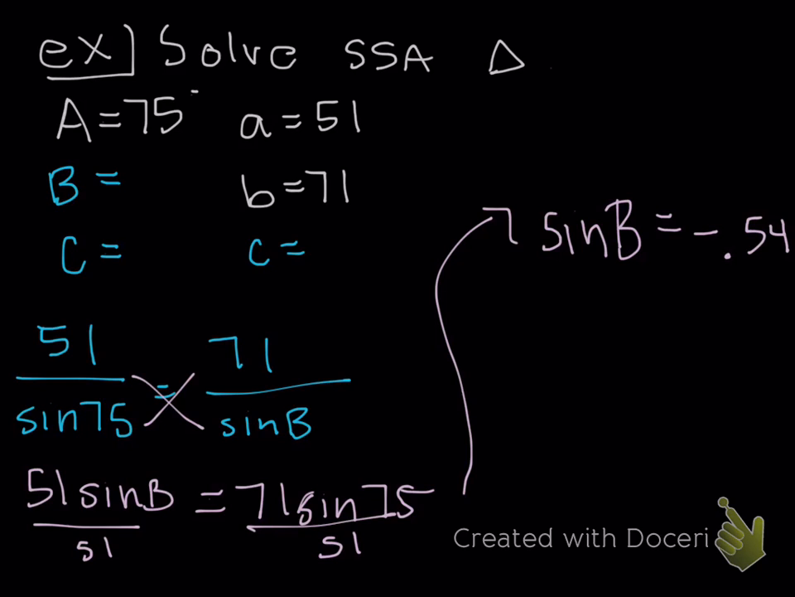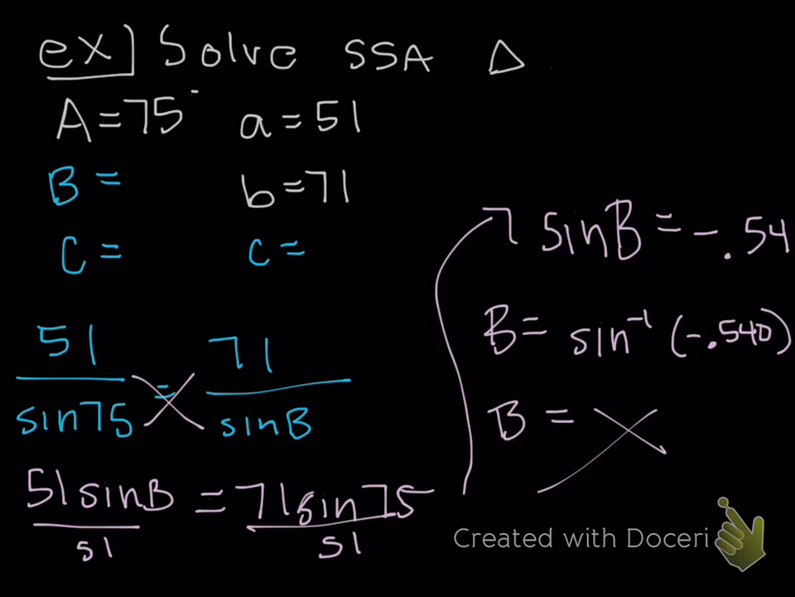And then to get rid of sine, I need to take the inverse of sine. So angle B will be the inverse of sine of 0.540. Now, when you type this in the calculator, you're going to notice that you get an error. So there is no angle B, which means this whole scenario is no triangle formed.